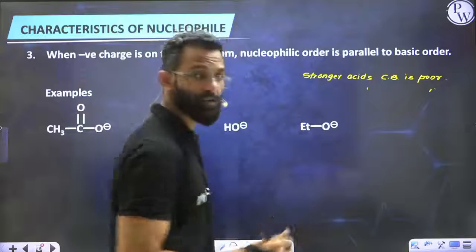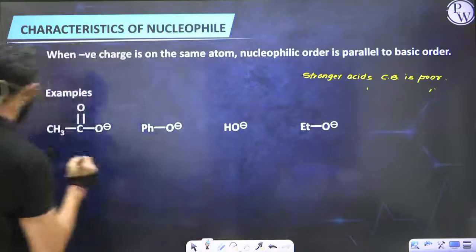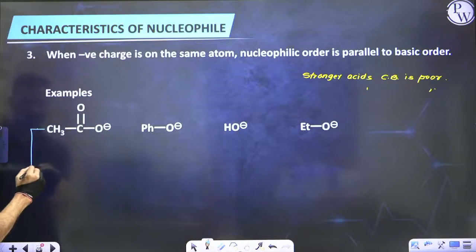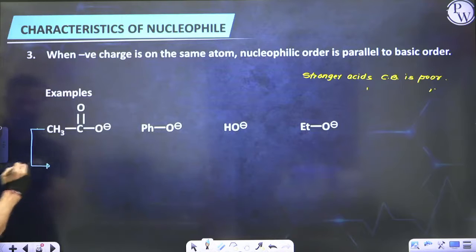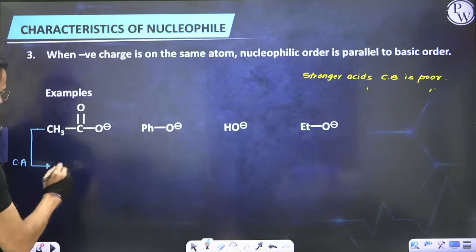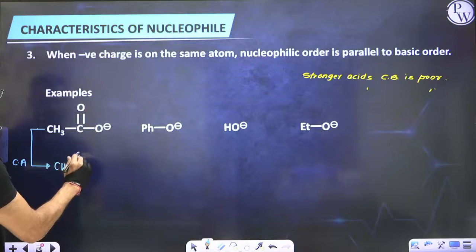Stronger acid's conjugate base is poor. So what I'm doing is converting all of them into their conjugate acids. How do you get a conjugate acid? Simply add a proton here. So this will be CH3COOH.